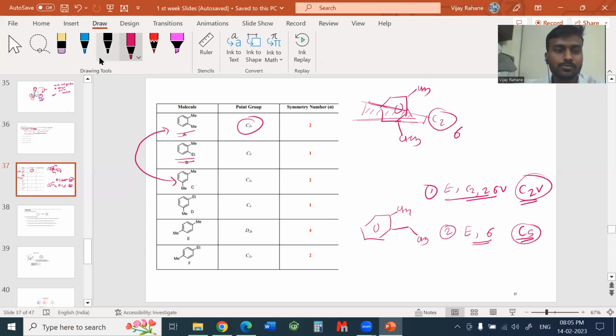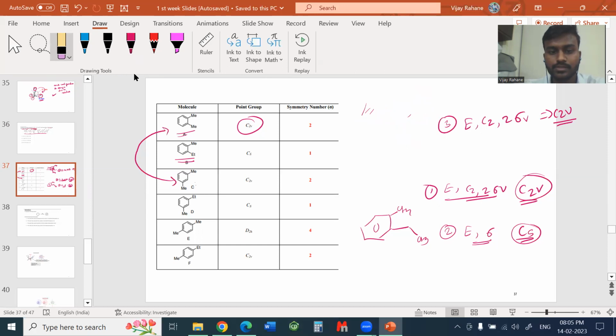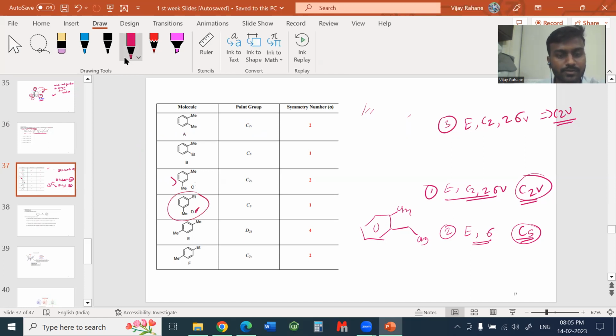So for this molecule, what are the elements possible? For the third molecule, identity, 1 C2 and 2 sigma V are possible. So this molecule also belongs to the C2V point group. What is the next molecule? So this one. Let's see the similar molecule, which is like this one. It's just one position away. So it's having the CS point group.